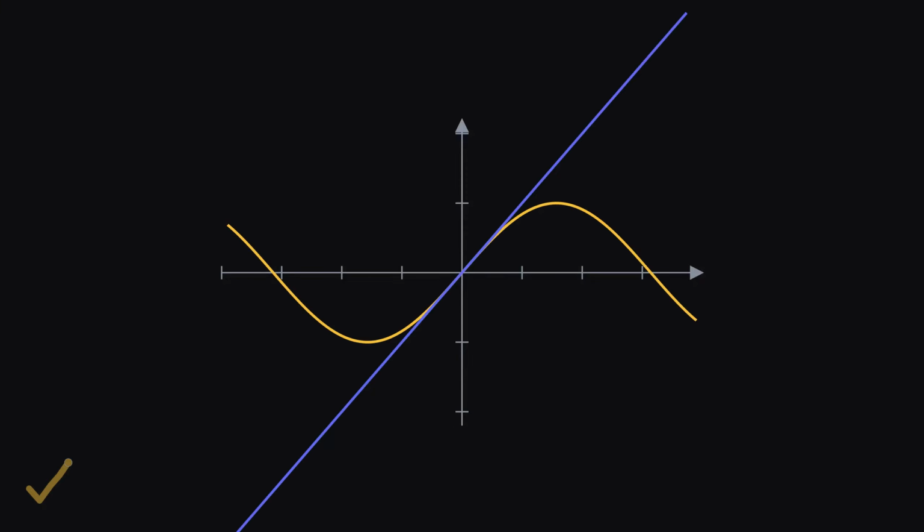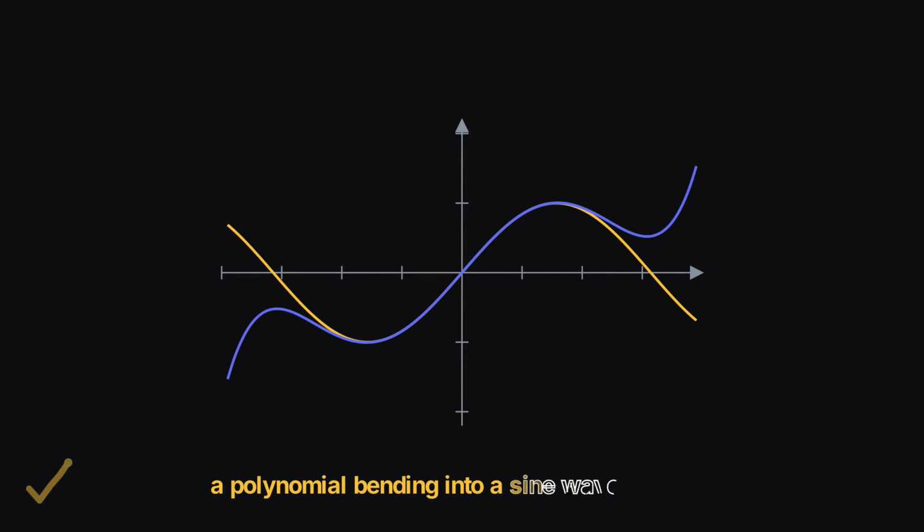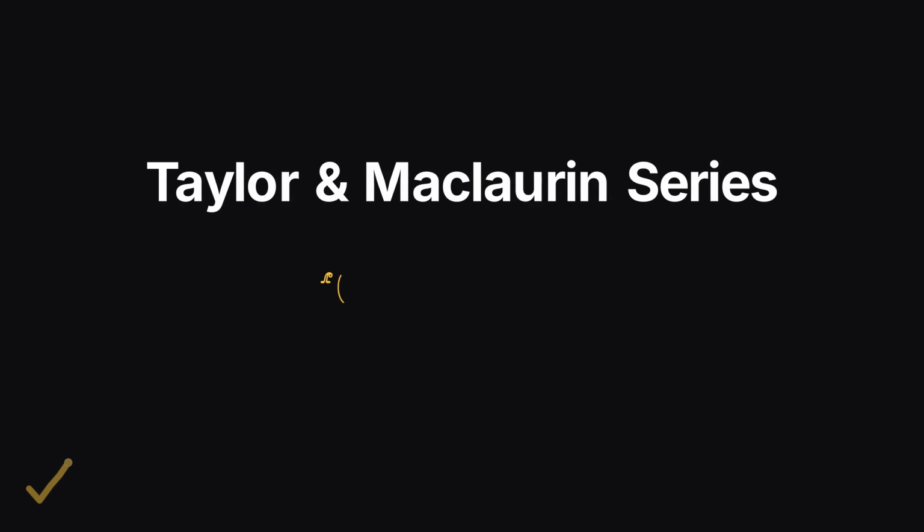Watch a straight line bend term by term until it becomes a perfect sine wave. A polynomial is just powers of x pretending to be a curve it has no business matching. How is that even possible? This is the magic of Taylor series.